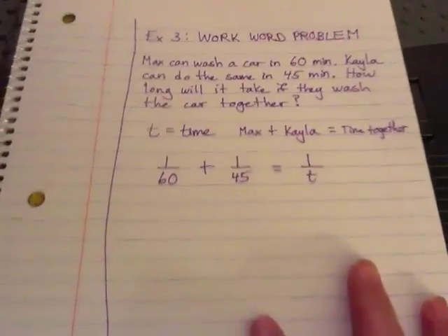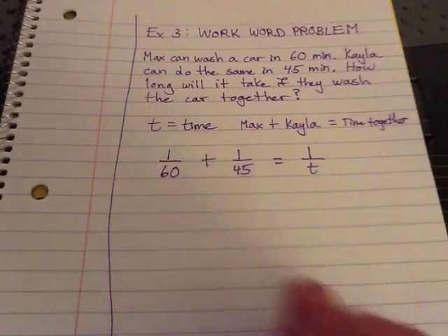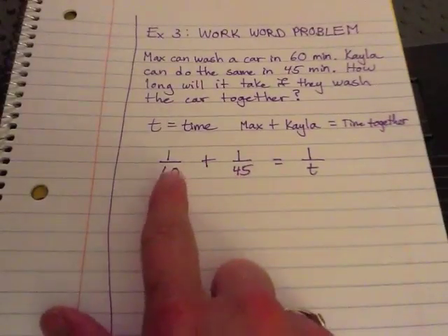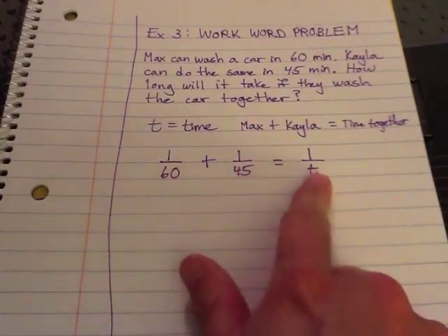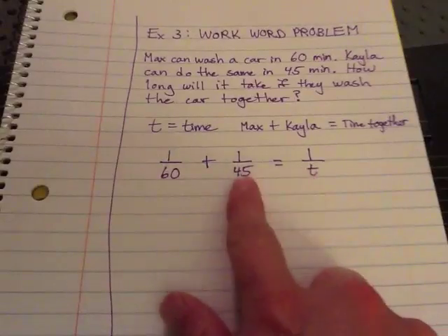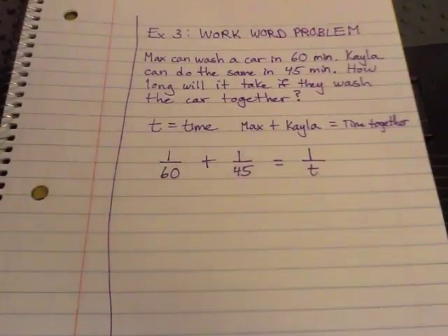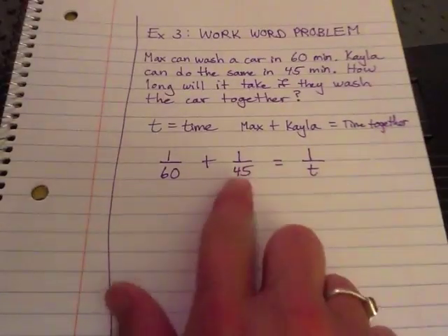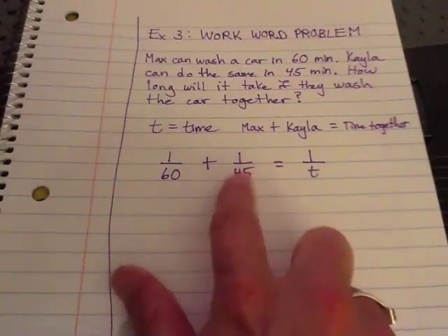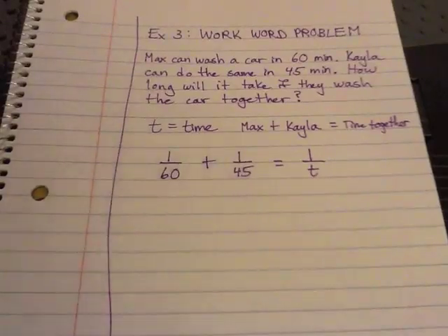The only difference that you might see is that there might be times where they give you maybe Max's time and their time together, and then Kayla's time would be a T. But you're going to set these problems up the exact same way every single time. Only thing you have to look for is where the missing number is going to go, and that's going to be your variable.